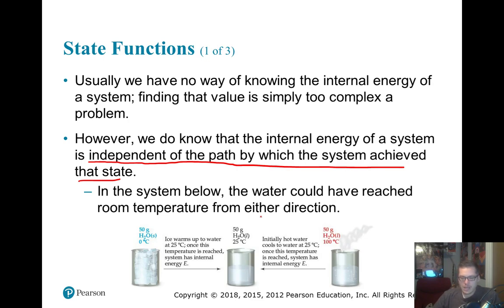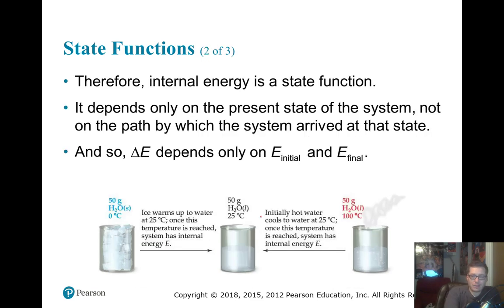The water at 25 degrees Celsius could have come from 50 grams of ice water. The ice water started at 0, and then it had to take in energy in order to melt to become liquid water at 25 degrees Celsius. Or you could have started with near boiling hot water, the same amount of mass, and it would have lost energy to its surroundings. So internal energy is a state function, because it doesn't matter what path you take to achieve where you're at. Not everything is a state function.